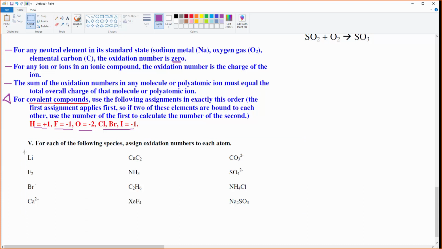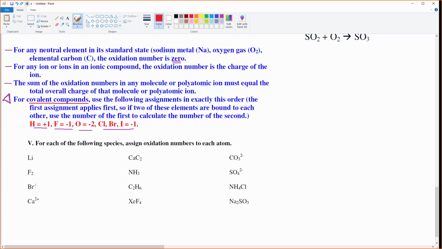Assign oxidation numbers to each atom. So for lithium here, what would the oxidation number on lithium be? This guy right here. Careful, Sarah and Nicole. It's not +1 because this is not a lithium ion. If it was a lithium ion, I'd have to show you a charge. Because I didn't show you a charge, there's not a charge there. We're talking about elemental lithium.